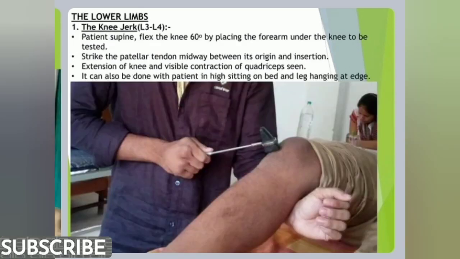Now after the upper limb there come the lower limb reflexes. The first one is knee jerk and its root value is L3 to L4. Patient will be in supine position. Flex the knee 60 degrees by placing the forearm under the knee to be tested. Strike the patellar tendon midway between its origin and insertion. Extension of knee and visible contraction of quadriceps will be seen, and it will indicate the presence of knee jerk. It can also be done with the patient in high sitting on the bed and leg hanging at the edge. You can perform knee jerk in two positions, supine lying and high sitting.